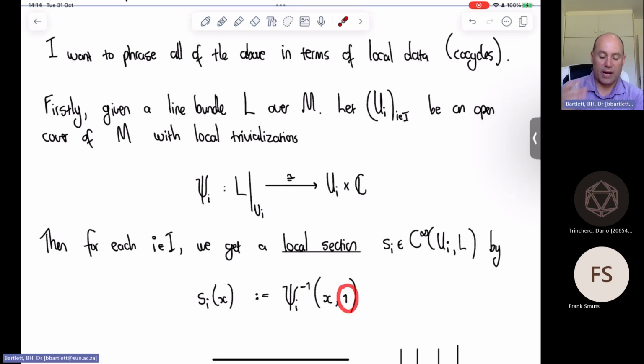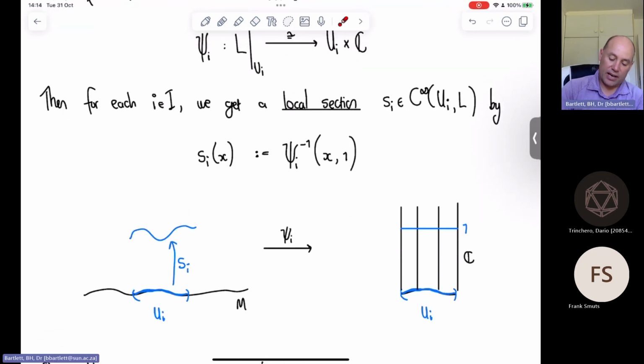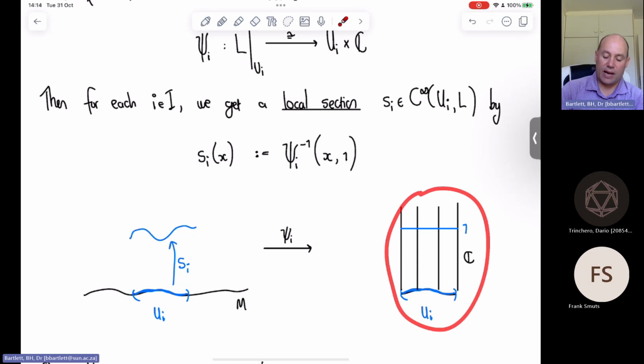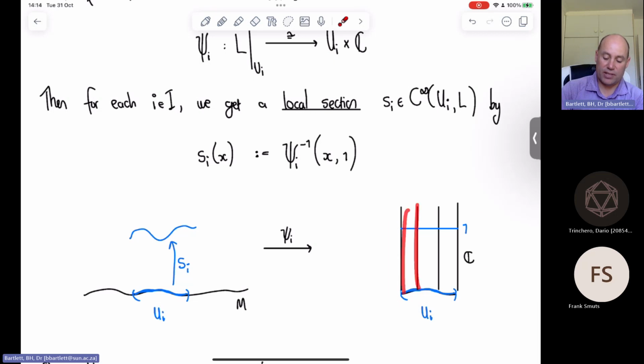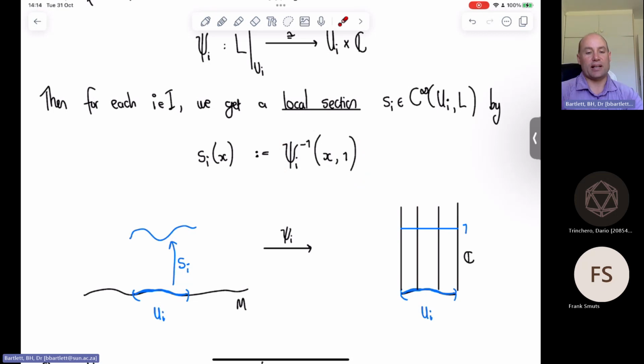See this complex number 1, it's the constant function 1 at each point. So in terms of a picture, here is the trivial line bundle over UI. The fiber at each point is just the complex numbers. And so sitting over there, I've got this canonical unit section, which is just 1 at each point. And then I can pull that back along this trivialization. That's going to give me some section here of my line bundle over the open set UI. So that's what I call SI.